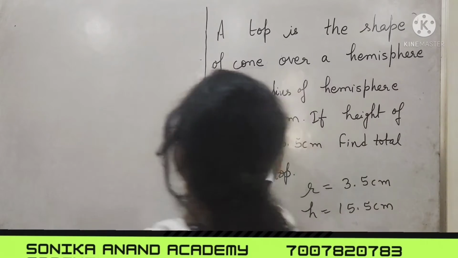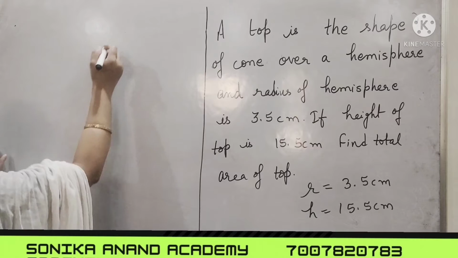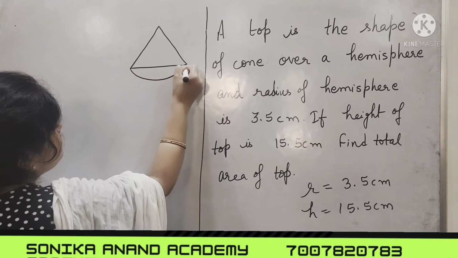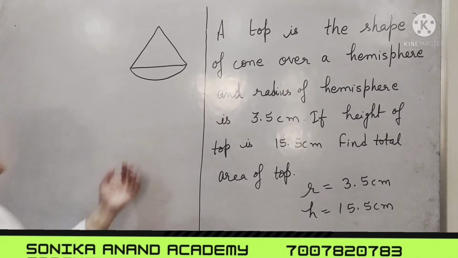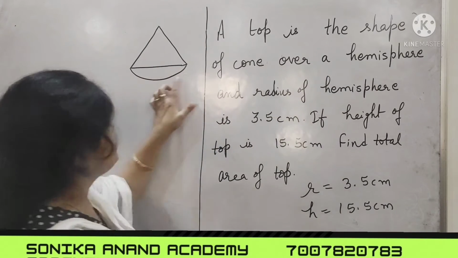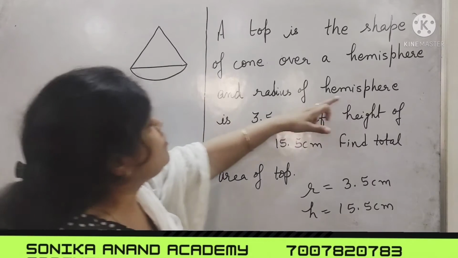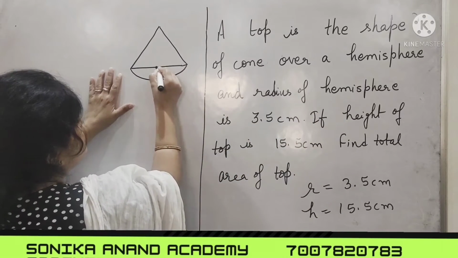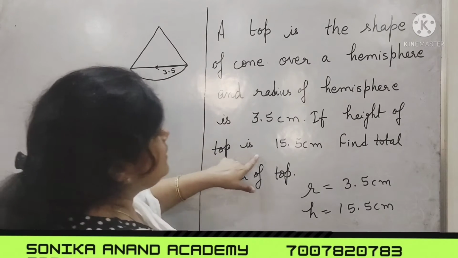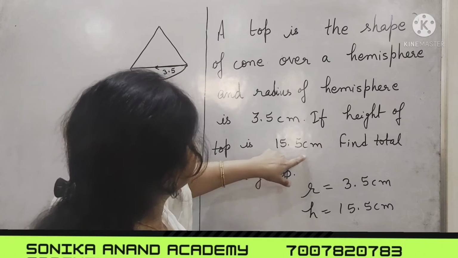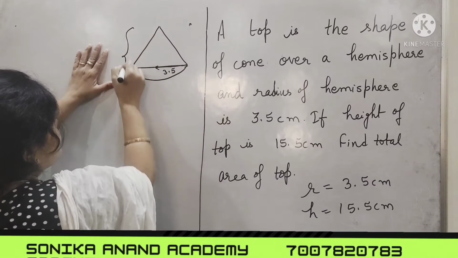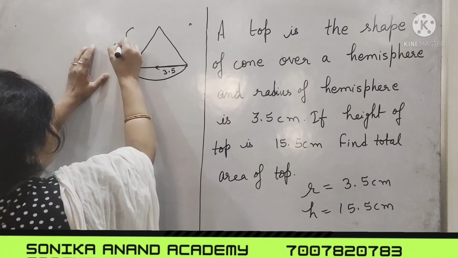Now, what is the figure which can be drawn over here? This is a top. It is mounted on a hemisphere. This is the figure. Okay. Listen over here. Top is in the shape of a cone. This is in the shape of a cone over a hemisphere. This is the hemisphere. And radius of hemisphere is 3.5. That means this one here. This is 3.5. And the height of the top is 15.5. That means its overall height is 15.5.